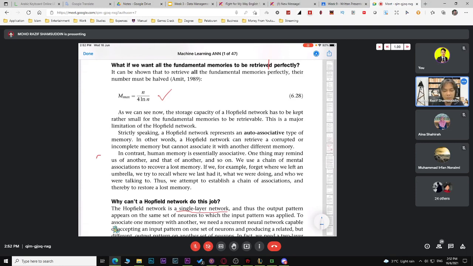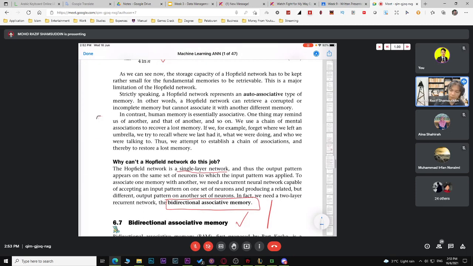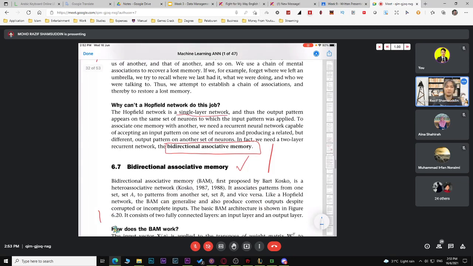So easier for me to explain. Just understand that a Hopfield network has a limited capacity of a memory. So macam mana? How do we solve this problem? Of course, we don't want to leave it like that, right? So the next algorithm that we will learn is bidirectional associative memory.